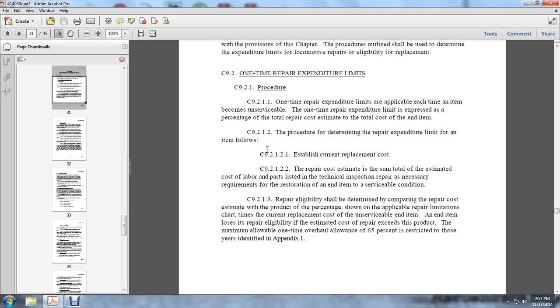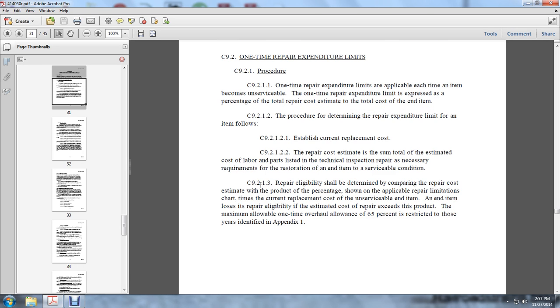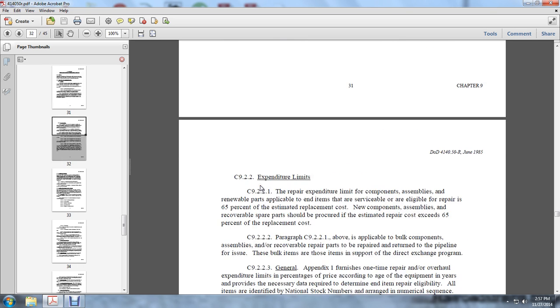Repair eligibility shall be determined by comparing the repair cost estimate to the product of the percentage shown as applicable in the repair limitations chart, times the current replacement cost of the unserviceable end item. An end item loses repair eligibility if the estimated cost of repair exceeds the product. The maximum allowable one-time overhaul allowance of 65% is restricted to those items identified in Appendix 1.